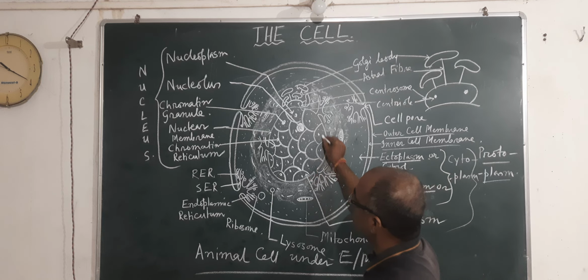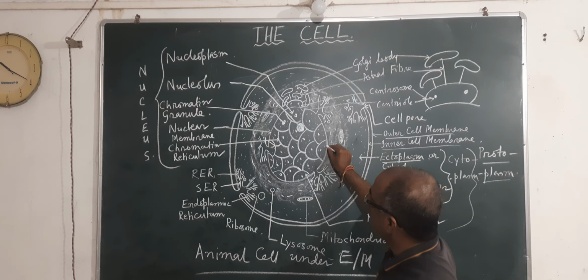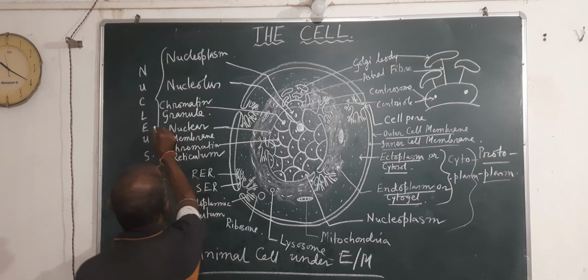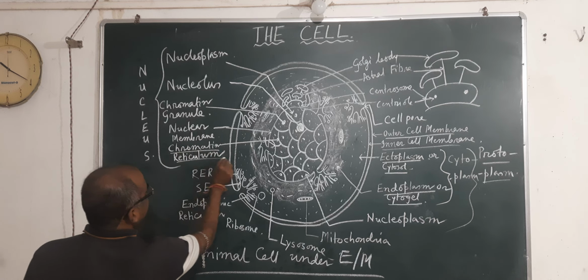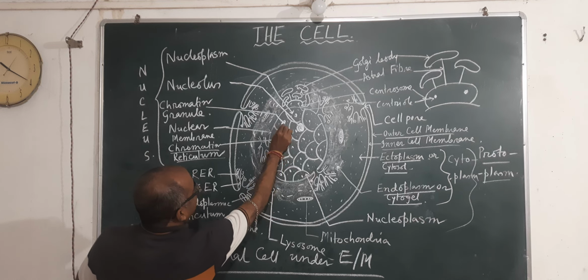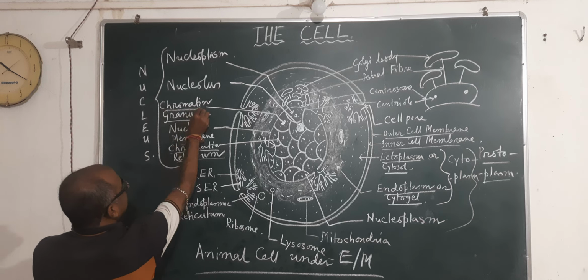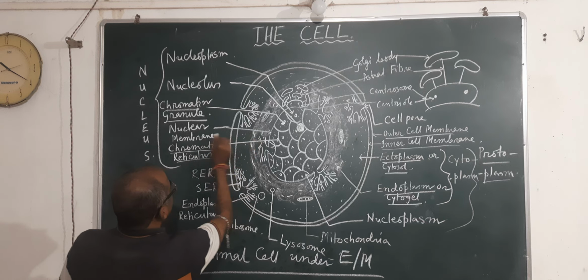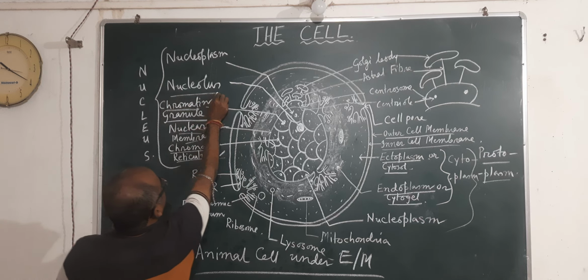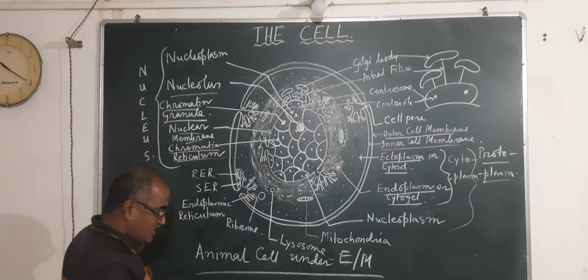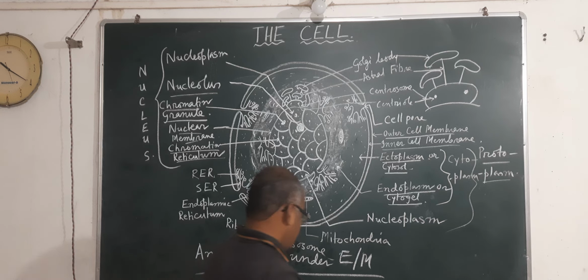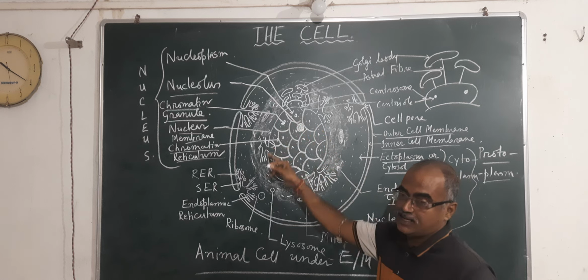Next, here you see this is the nucleus. The nucleus is made up of the nuclear membrane, and this net-like structure is called the chromatin reticulum. Some granules are there, and these granules are called chromatin granules. Chromatin reticulum, chromatin granules, the nuclear membrane, and nucleoplasm. Another is the nucleolus, a large, hard structure, and together they form the nucleus. So the nucleus is the controlling center of the cell.